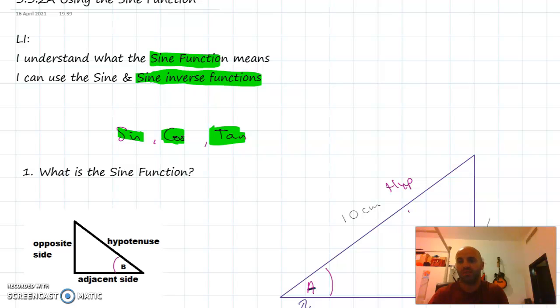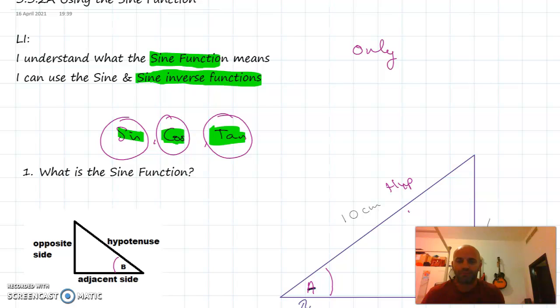Okay, so the purpose of this video is to try to better understand what the sine function is and how to use the sine and sine inverse functions in calculations. First and foremost, it's important to understand that sine, cos and tan, the three trigonometric functions, will only work in their basic form for right angle triangles.